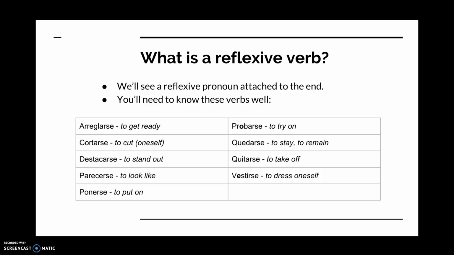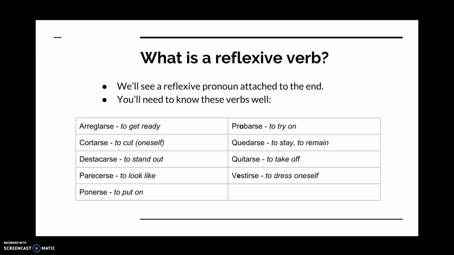Destacarse, we're only going to deal with in the reflexive form, which is to stand out. Parecerse, as a reflexive verb, you will only use in the plural form because it means to look like. So you have people who look like each other. Parecer, without the reflexive pronoun, means to seem. Also be aware that this verb, parecer and parecerse, whether it's reflexive or not, does have an irregular yo form in the tiempo presente, the present tense, which is parezco.